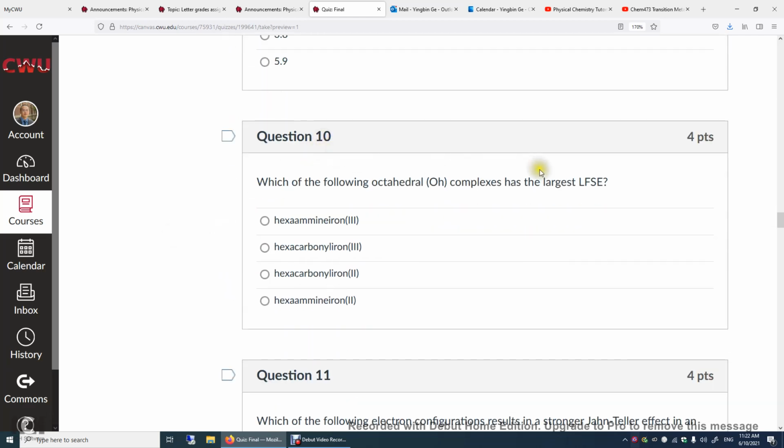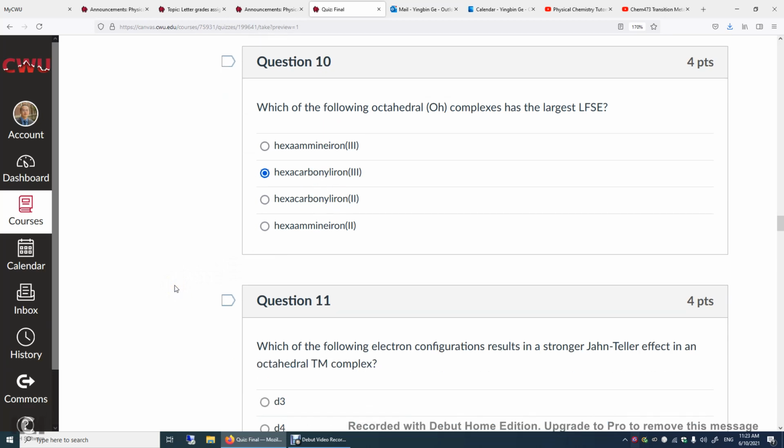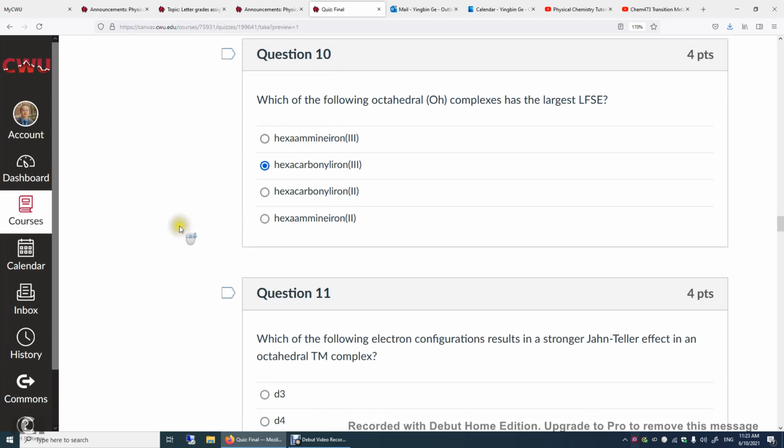Question 10, we're looking for the largest LFSE. The transition metal is iron, so we choose iron 3 rather than iron 2 because iron 3 has more positive charge. They're bonded to the ligands more strongly. And then you have amine ligands versus carbonyl ligands. Carbonyl ligands are strong field ligands. Amine is in the middle.